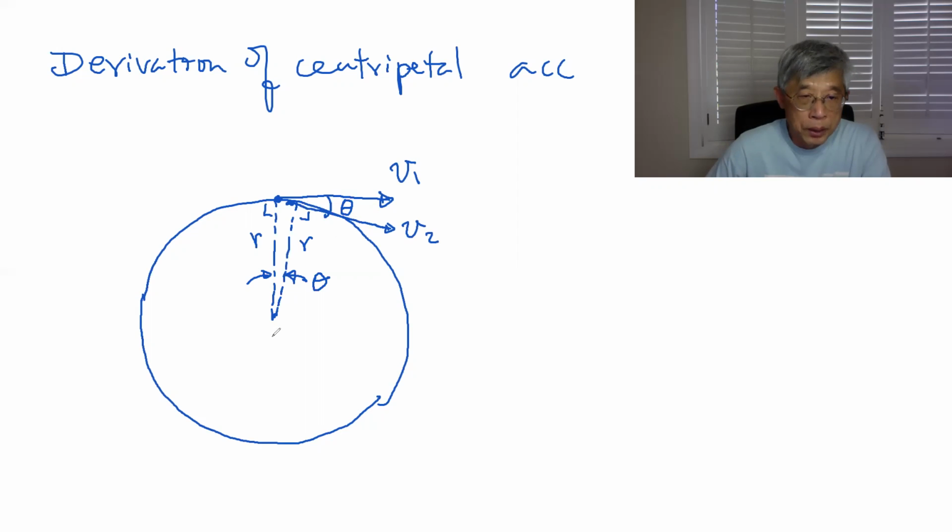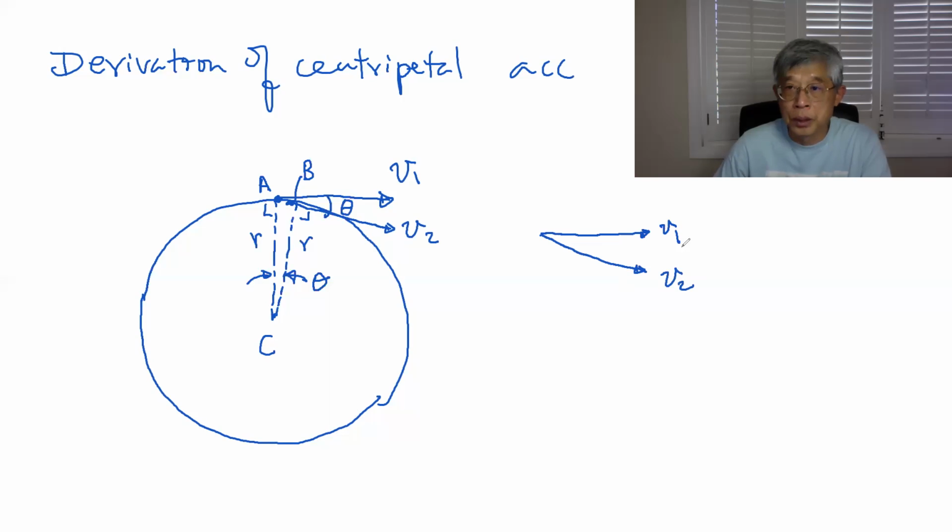Right, so we're going to say this is C, we're going to call this point here A, and this point here B. And then we're also going to look at this triangle here. It's an isosceles triangle, because it's uniform circular motion. So V1 is equal to V2 in terms of magnitude. So this angle here is theta. And this angle formed by V1 and V2, we're going to call that delta V, okay?